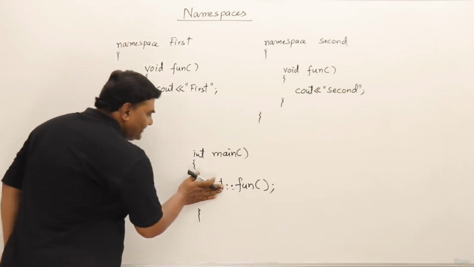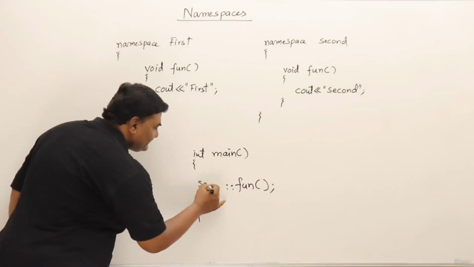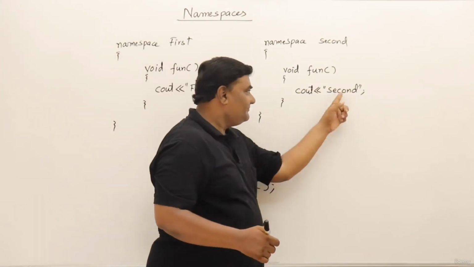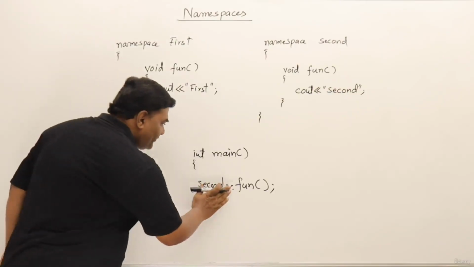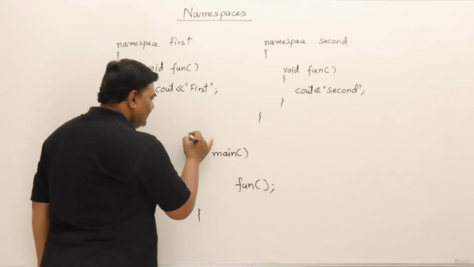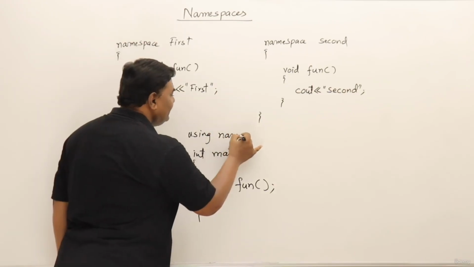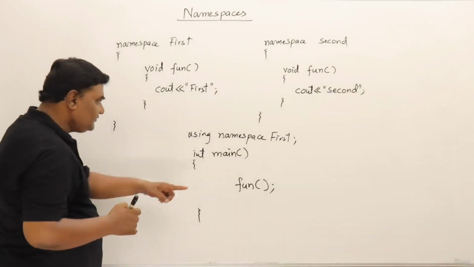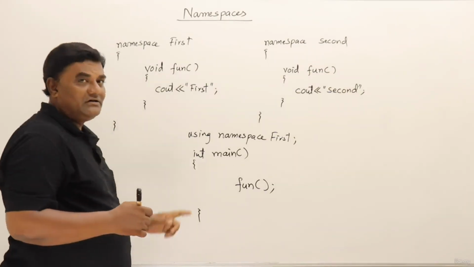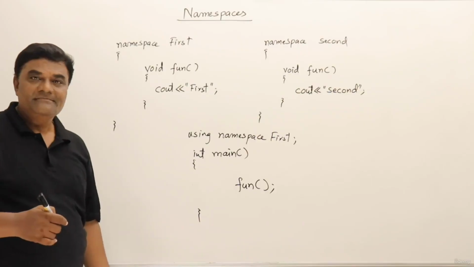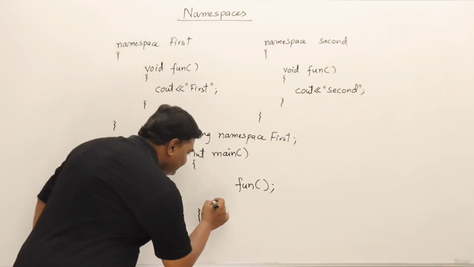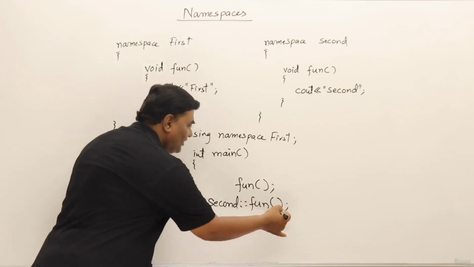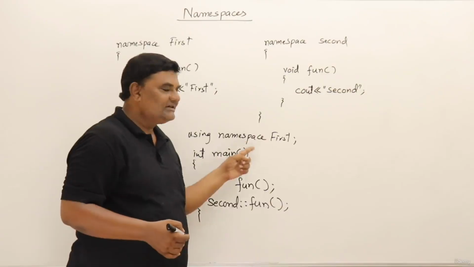Now let us continue. Suppose I want to call the second one. So I can say second, scope resolution, fun. Now that function will be called and here second will be displayed. Now one more thing I will show you. Instead of writing this every time, you can also say using namespace first. Now it will be using the first namespace. Now when you call the function fun, this function will be called from the first namespace. And still if you want to call the second one, then you can say second scope resolution fun. When you do not mention anything, it will be using this namespace.